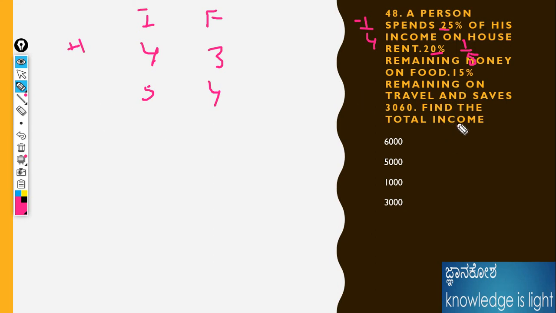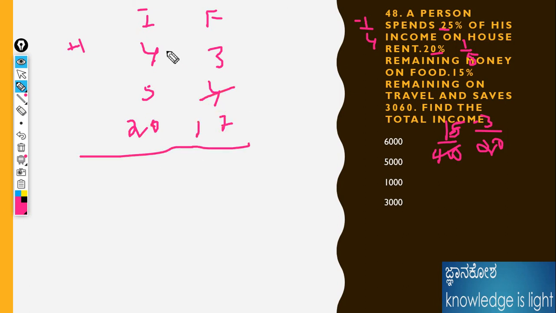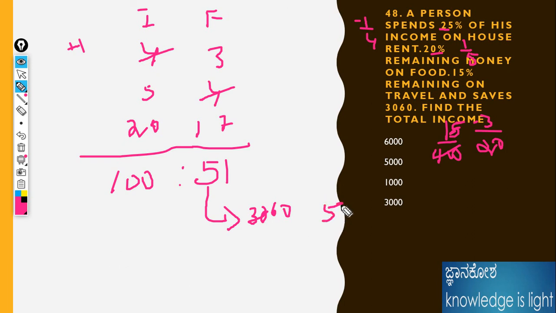15% means 15 divided by 100, that means 3 by 20, decreasing, therefore 20 by 17, therefore 4 and 4 cancel here. What is the remaining? 5 to the 100, 25 the 100, that means here is 15, 3 the 17, 3 the 51, and he says what is the saving amount. 51 unit is 3060, therefore totaling what is the income for here. 51 unit is equal to 3060, isn't it? What is the 100 unit?